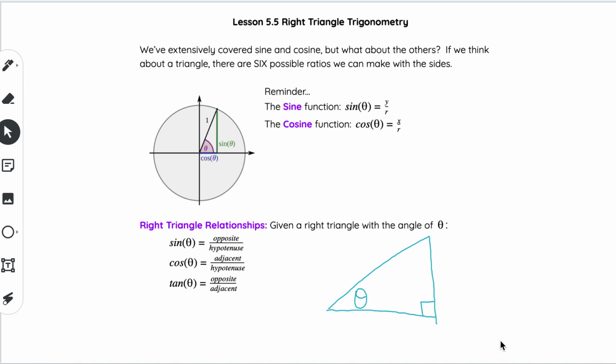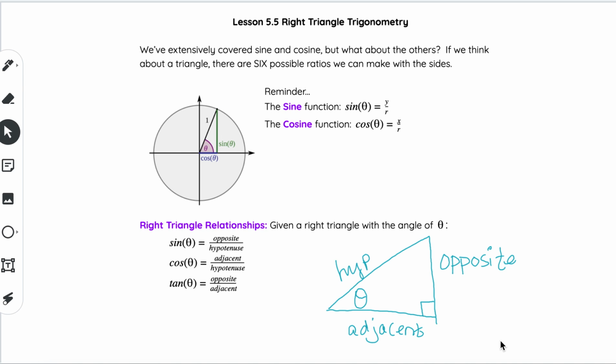From the viewpoint of our degree value, this is the opposite side, and then there's an adjacent side, and of course the hypotenuse. If theta was in the top right-hand corner, of course, the adjacent side is now the opposite side, and then the one next to it is the adjacent side. So depending upon where it's located.